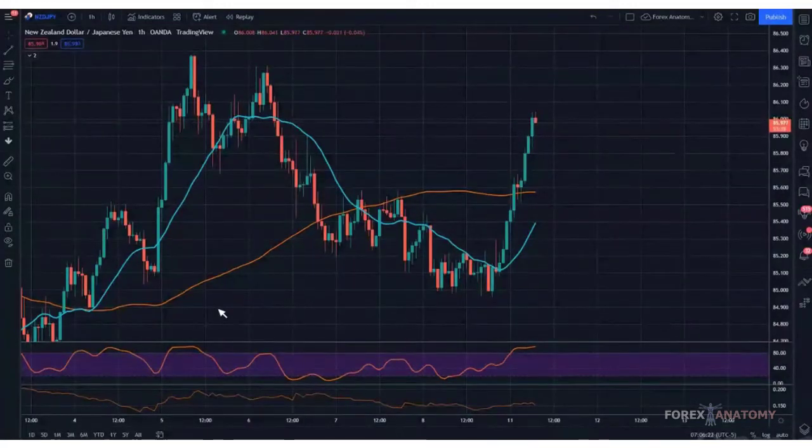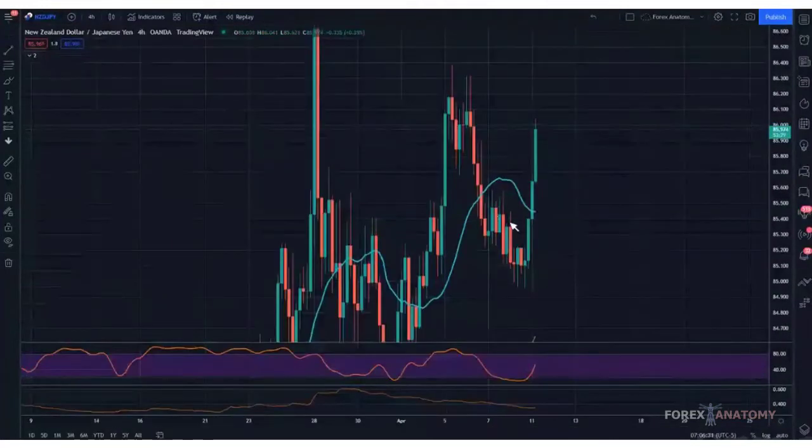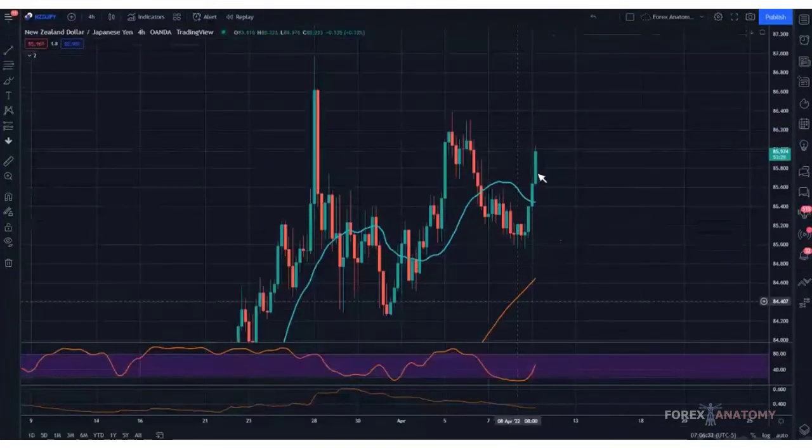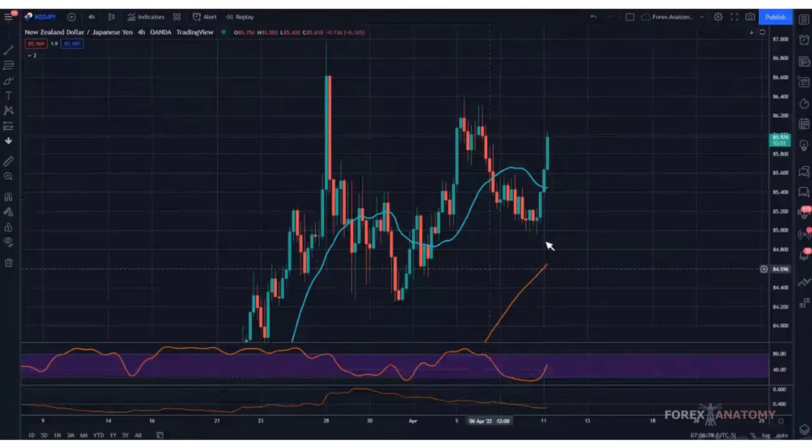So right now we see that the 1 hour is bullish. It's pretty obvious. So let's jump up to the 4 hour. The 4 hour is looking somewhat bullish. I mean, of course, the 20 simple moving average looks like it may want to flatten or turn upwards in a little bit, but we're sort of neutral on the 4 hour.